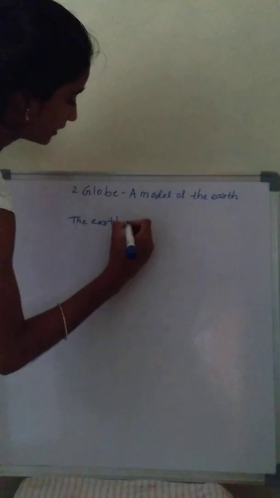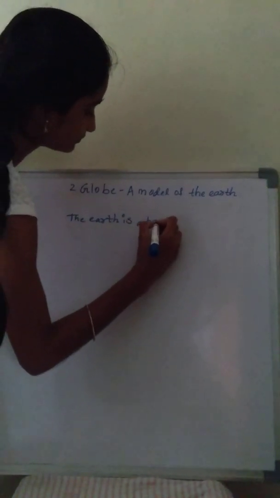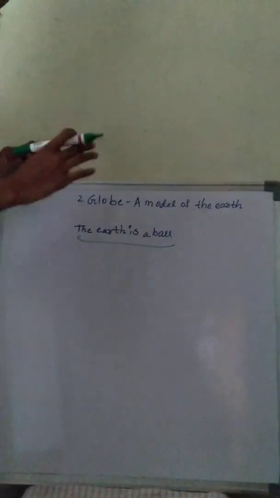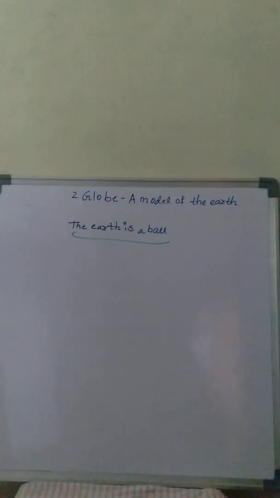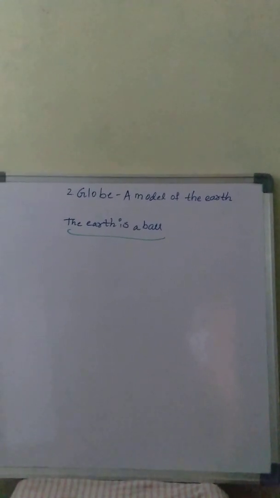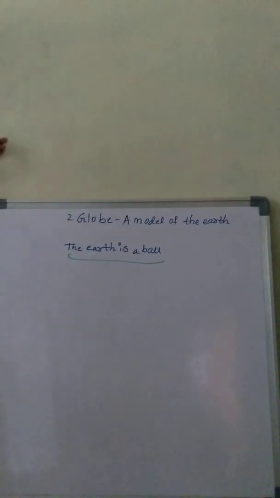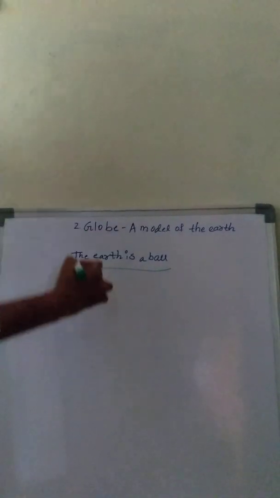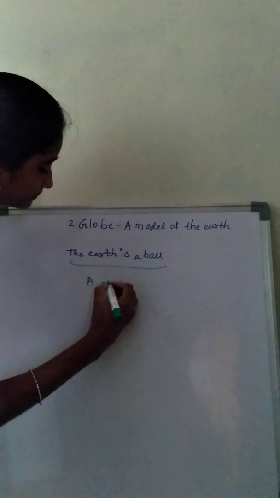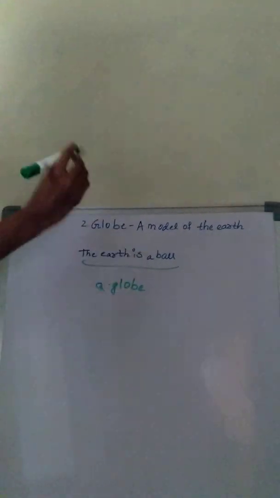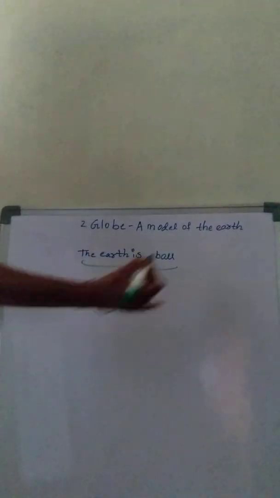The earth is a ball. In this picture, you can see that the shape of the earth is like that of the moon. See in the textbook, they have given you a picture, figure 2.2, a globe picture, so that this globe is looking like a moon.